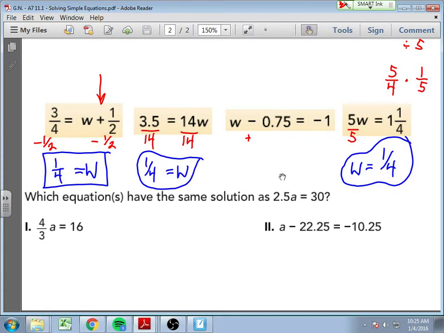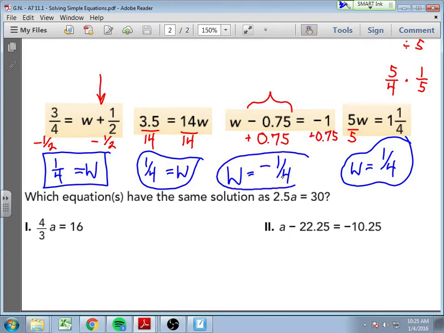Yeah, we really look at what's happening. There is subtraction of 0.75, so we add 0.75 or 75 hundredths to both sides, but the math we really care about is over here. What'd you get for your answer? Do you have it? So we actually still get 1/4, but it's negative. And because it's negative, it is different. That one does not match.